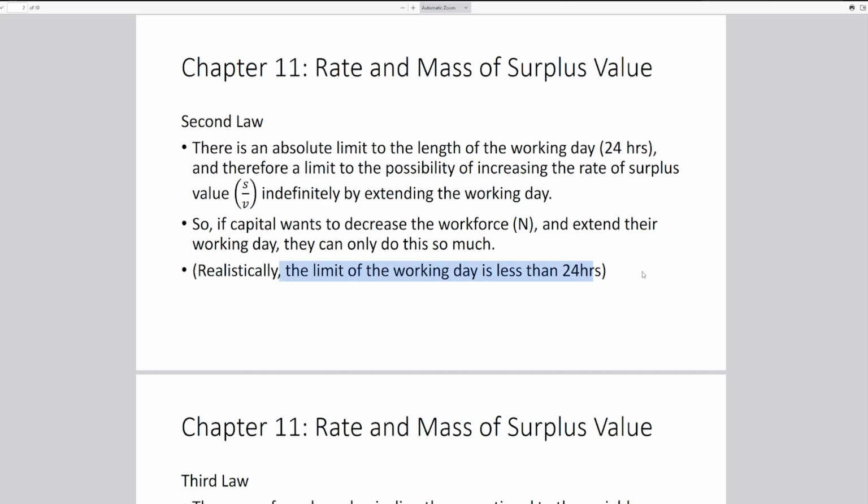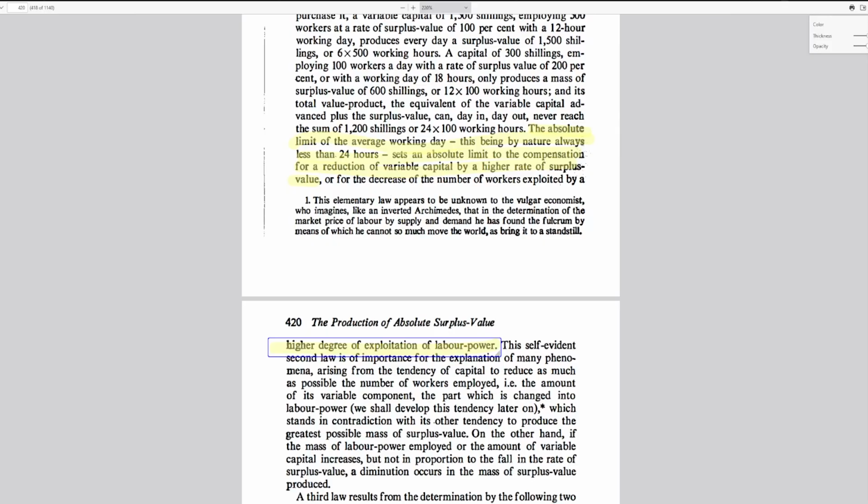And he does say that it is less than 24 hours, even though the physical limit is 24 hours just by our definition of a day. But in reality, it's actually probably quite a bit less than 24 hours because they still need to eat and sleep. And yeah, I mean, I don't know.